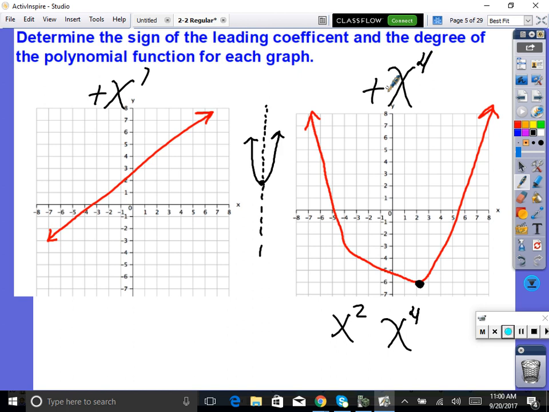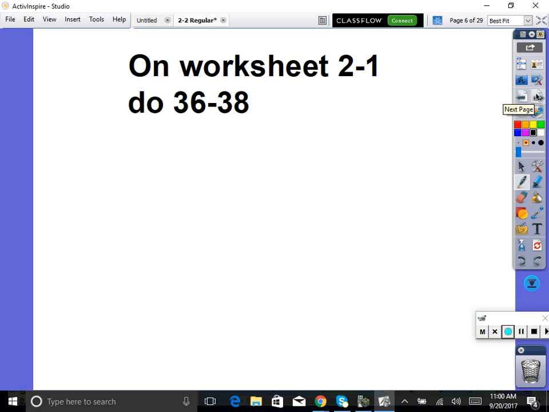So we're going to do the least degree possible. We're just going to do the least degree for this instead of the highest degree it could be. Because it could be technically 8. It could be, you know what I mean? I see what you're asking. Very good. Okay, do 36 through 38 on 2-1. Finishing up 2-1 today first.